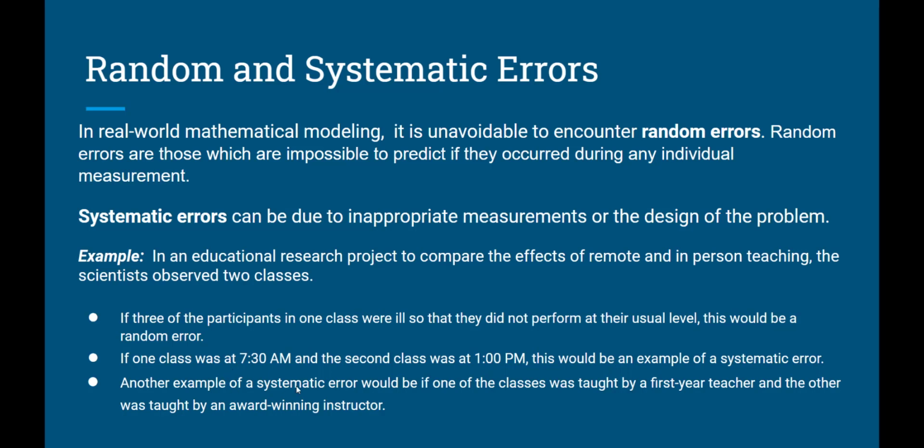Another example of a systematic error would be if one of the classes was taught by a first-year teacher, whereas the other was taught by an award-winning instructor. We would expect the two classes to have different outcomes in this case as well. So this is another example of a systematic error.